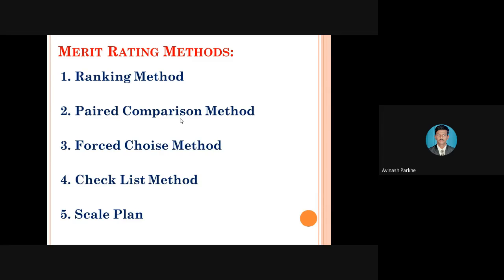Identify the correct method, whether it is related to merit rating or to job evaluation, and give the correct answer. Therefore, the 4 methods from job evaluation and the 5 methods from merit rating, we have to keep their names in mind. This is very useful for your MCQ questions.